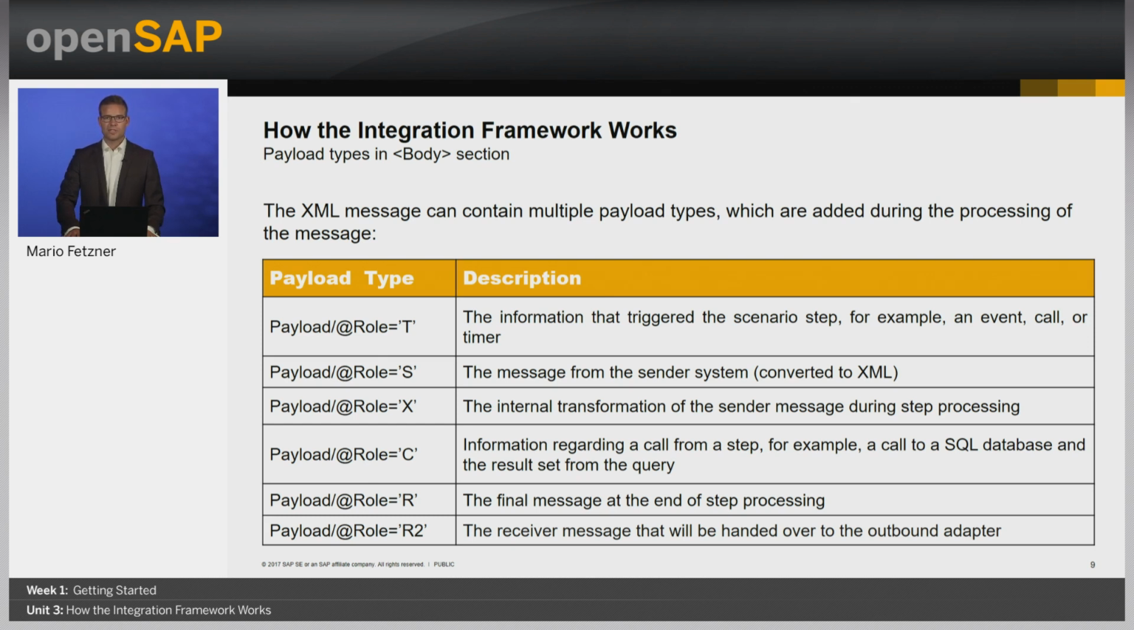The type R section contains the final XML message at the end of the step processing. The type R2 section shows the receiver message in XML that will be handed over to the outbound adapter. This section is not completed until the final transformation of data.